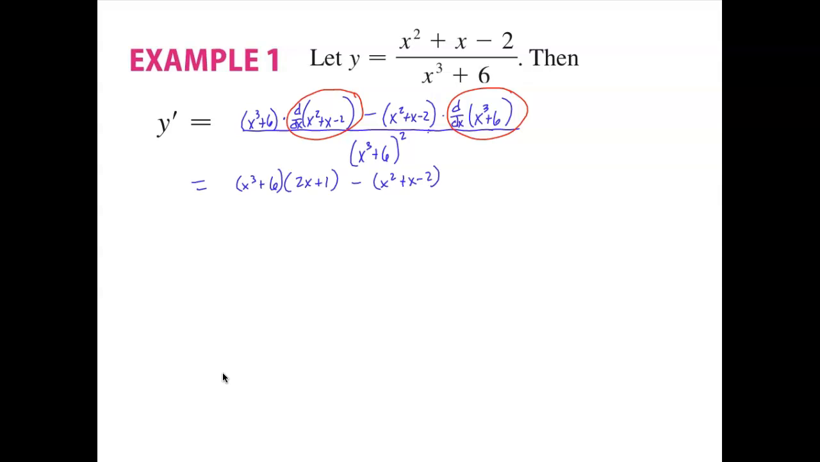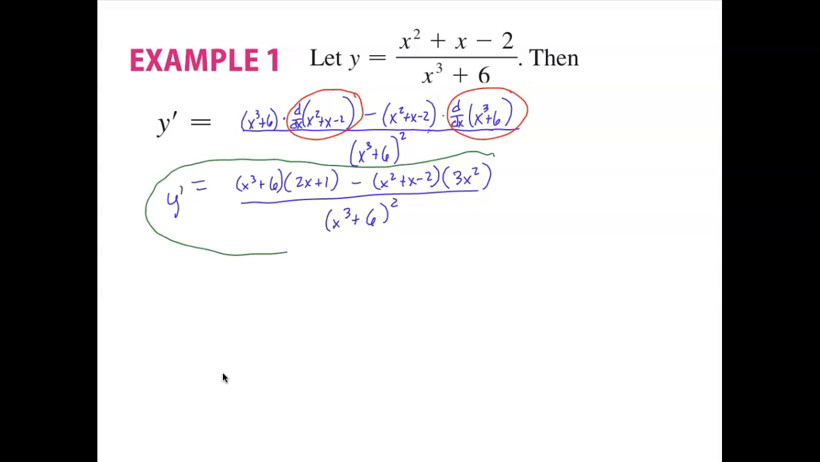The derivative of x cubed plus 6 will just be 3x squared, over x cubed plus 6 quantity squared. That's y prime. There's my answer. Now, should you simplify? Yeah, if you can. A lot of times these are super messy and it's not worth the hassle, so I'm fine. Let's leave it like this.